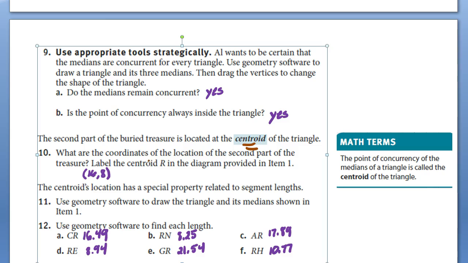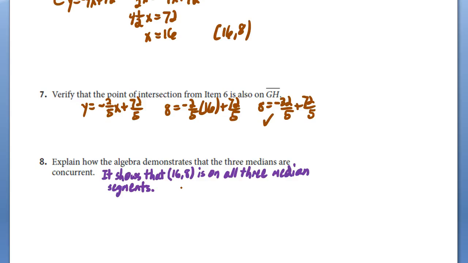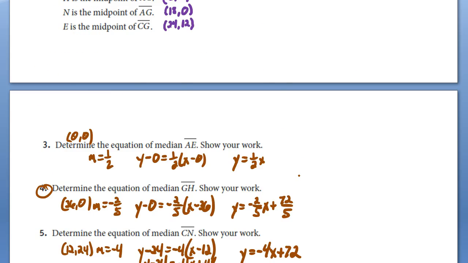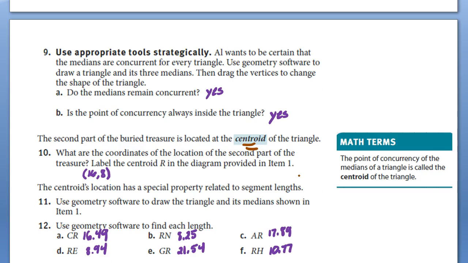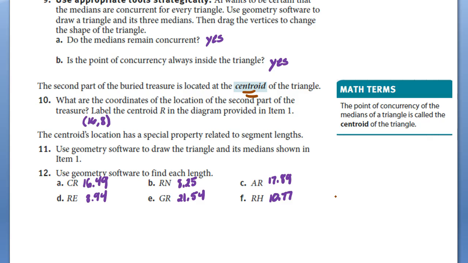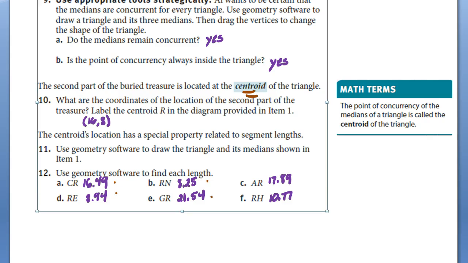Number 10, what are the coordinates of the location of the second part of the treasure? That's (16, 8). It says go back to the drawing and label that point R. So this dot right here inside the triangle, we're supposed to call it point R. The centroid's location has a special property related to segment lengths. Use geometry software to find these lengths. So let me save some time here and tell you that with software that quickly measures segments, these are the results.